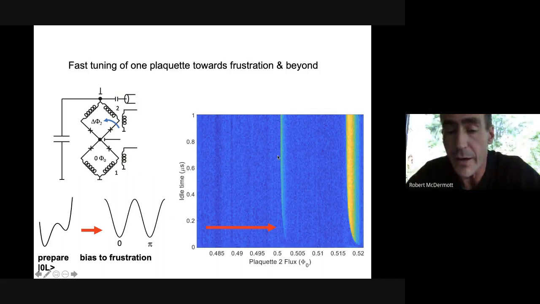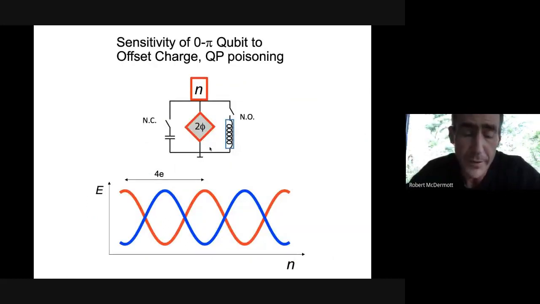As they near and get to frustration, you're seeing that there is a transfer population between the 0 well and the pi well that we can map out nicely. And the key experiment then for us to do next is to look for coherent dynamics in that subspace.